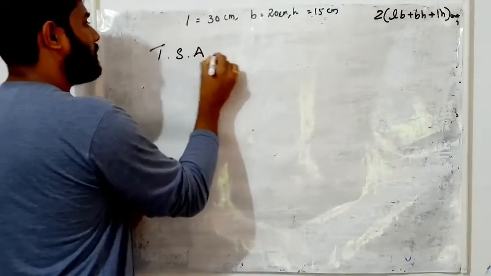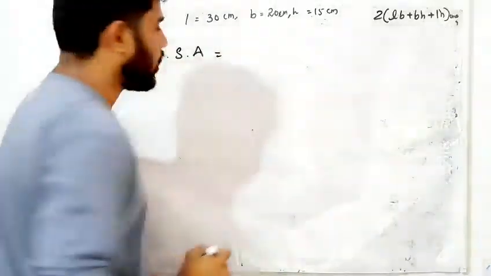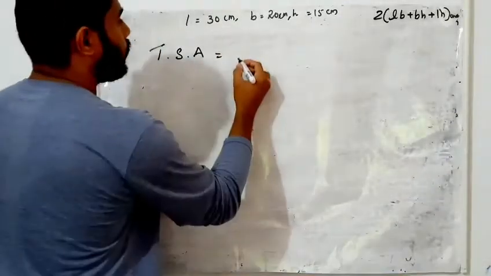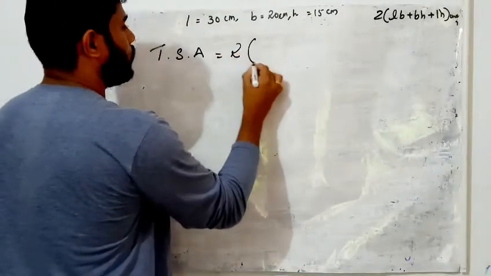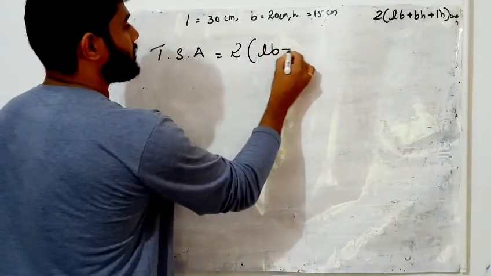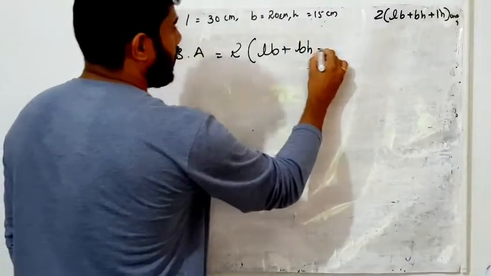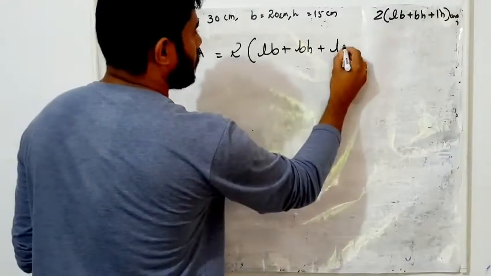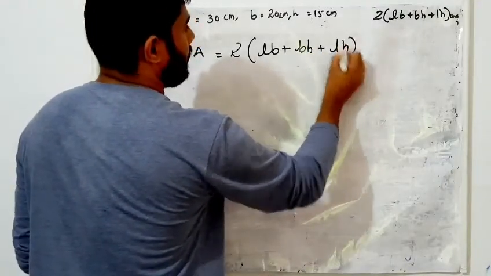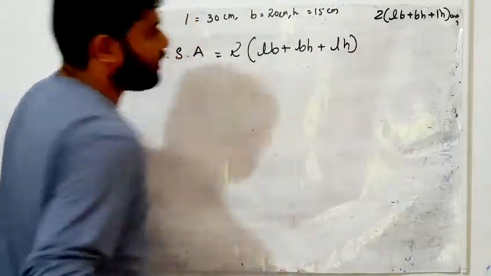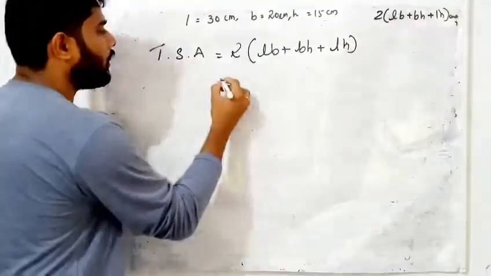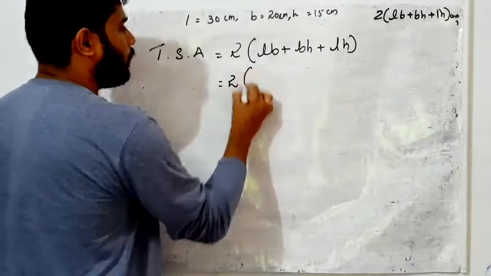Okay, TSA means total surface area of a cuboid, which is equal to, we know, I am already writing the equation here: 2 into (length into breadth, that means lb, plus breadth into height, that means bh, plus length into height, that means lh). Okay, units we can write, square units. Okay, here 2 into, now we can give the values.